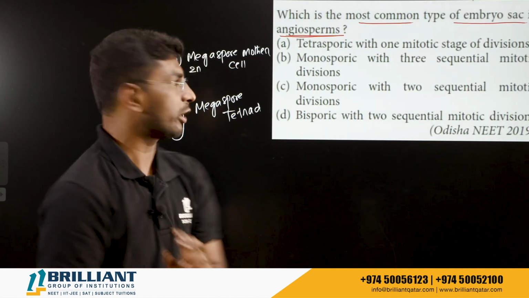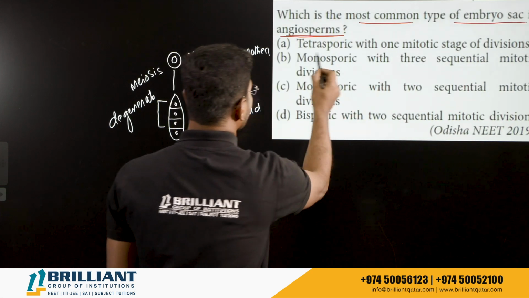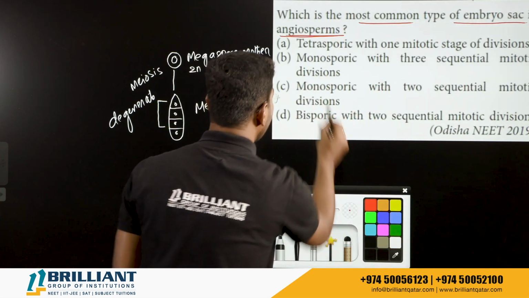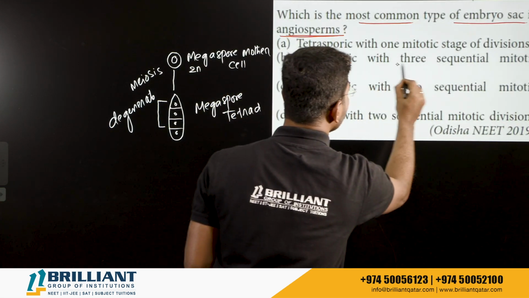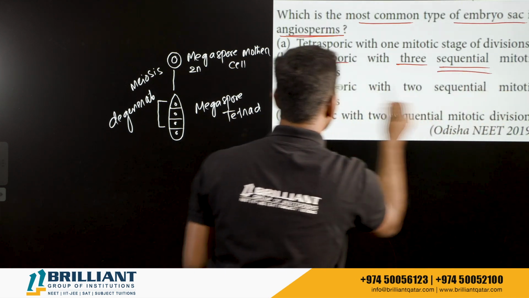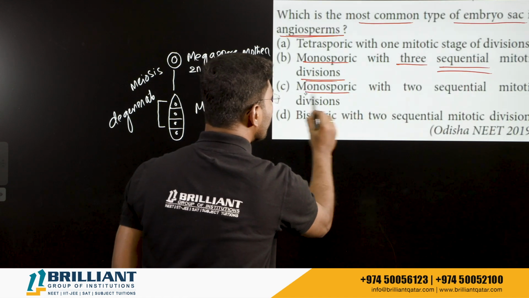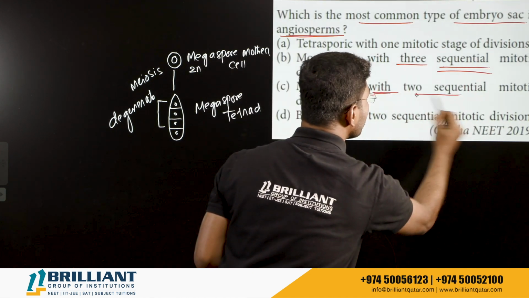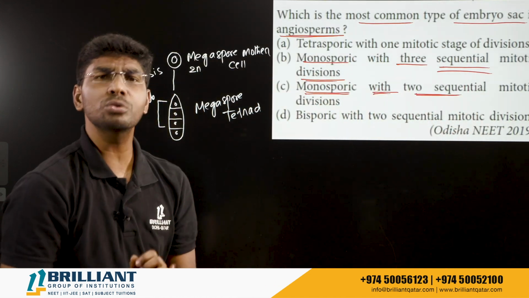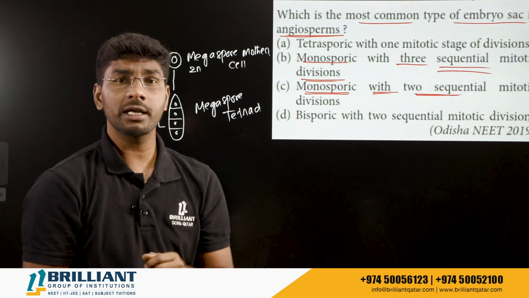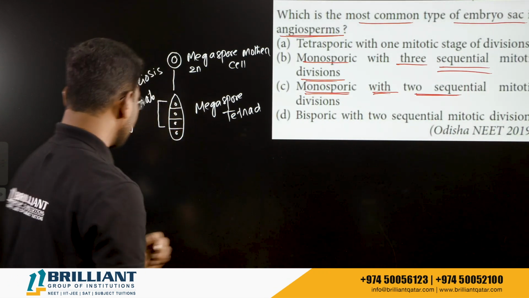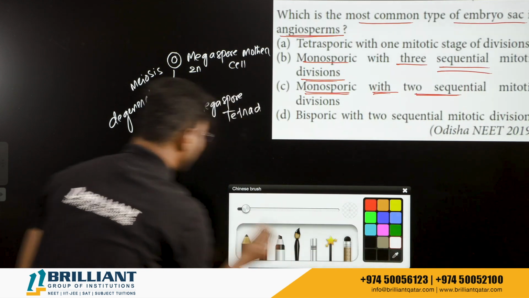So it's called monosporic. Where is the monosporic is given? Now look at here the second option. What is the second option is given? Monosporic with 3 sequential mitotic division. But in the option C also monosporic is there. Monosporic with 2 sequential mitotic division. Which out of these 2 is correct, sir? Which out of these 2 is correct? Look at here. The functional cell. What is the functional cell here? 1 cell will become functional, right?